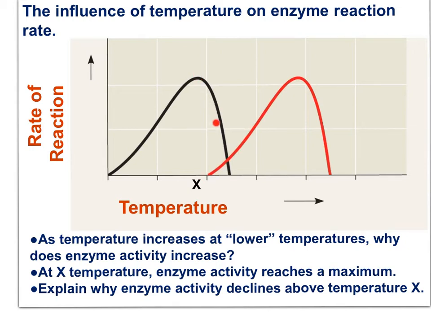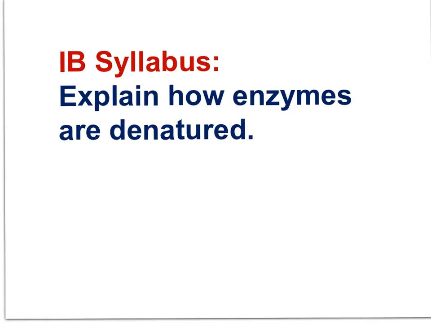The change in shape of the enzyme is known as denaturing. And here's the relevant IB syllabus statement. Explain how enzymes are denatured. High temperatures or changes in levels of acidity cause the tertiary shape of enzymes to be disrupted. At high temperatures or with changes in pH, the active site no longer precisely fits the substrate. Rates of reaction decline or stop altogether when enzymes are denatured.